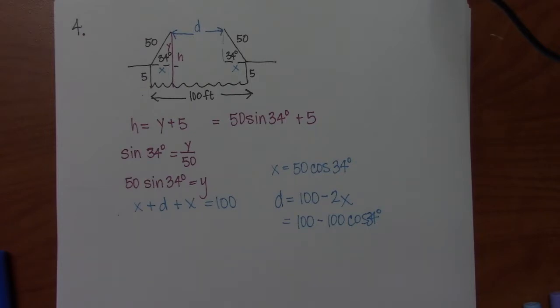Wait, where'd you get 100 cosine 34? Because 2 times 50 is 100. See, I plugged it in here? Yeah. Mm-hmm.